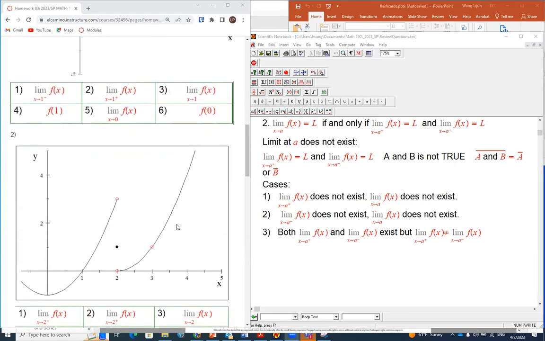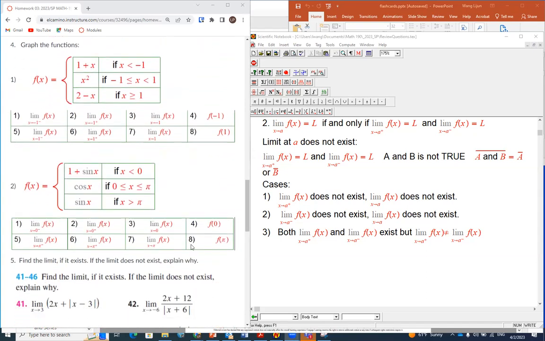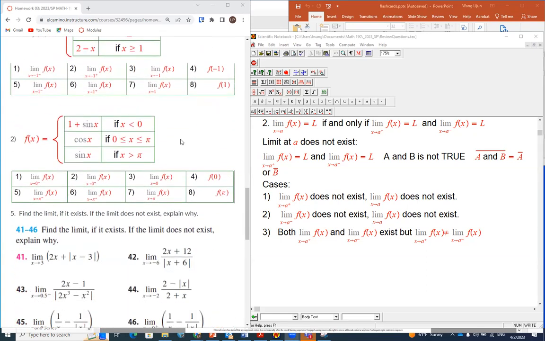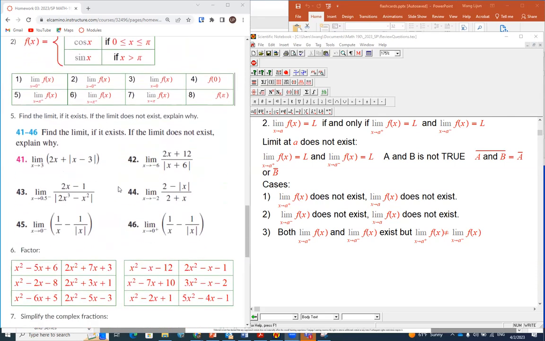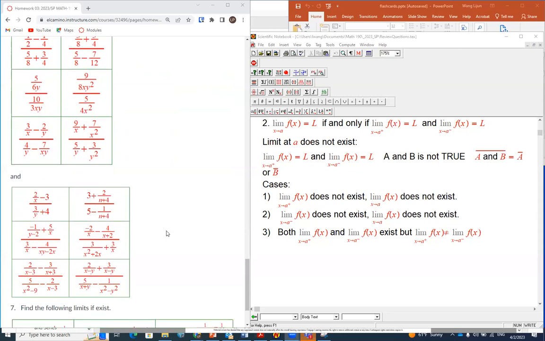Over here, limit from left, limit from right. So case number 3 again. We've done those homework questions, so you guys can look into those. We've done homework questions, we've even done some quizzes on these situations. Now, how about when one side does not exist, for example?